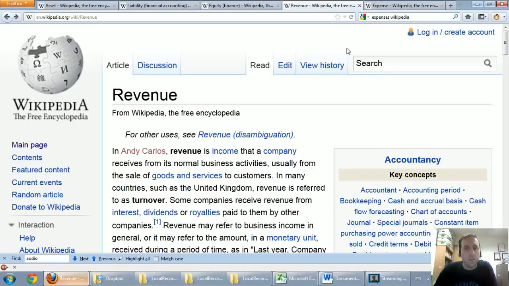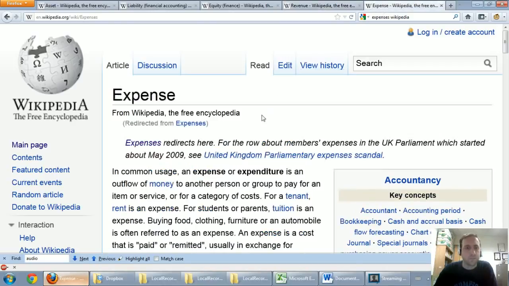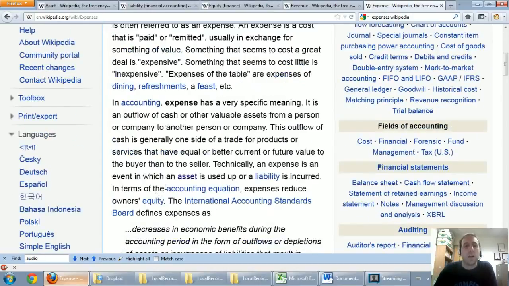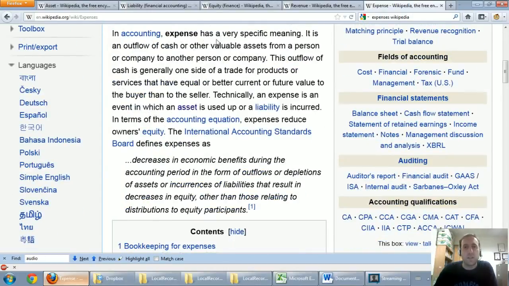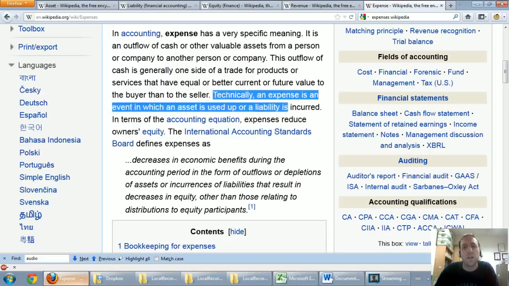The final concept I want to define is expenses. And again, it says in common usage, an expense or expenditure is an outflow of money to another person or group to pay for an item or service. It goes on and says in accounting, expense has a very specific meaning. It is an outflow of cash or other valuable assets from a person or company to another person or company. The key point here is it says technically an expense is an event in which an asset is used up or a liability is incurred. And this is really at the heart of the definition.